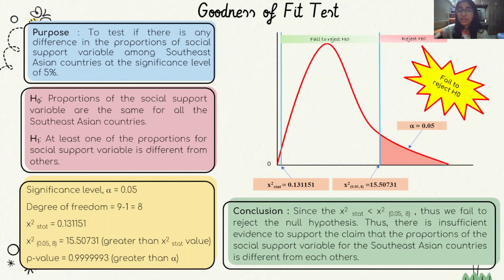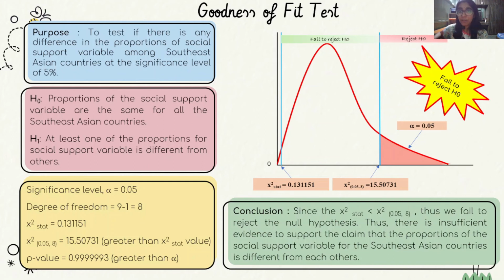Throughout this testing, we have used a significance level of 0.05, and by using RStudio, we have obtained the degree of freedom, which is 8, test statistic value 0.131151, critical value 15.50731, which is greater than the test statistic value, p-value which is 0.993, which is greater than the significance level.